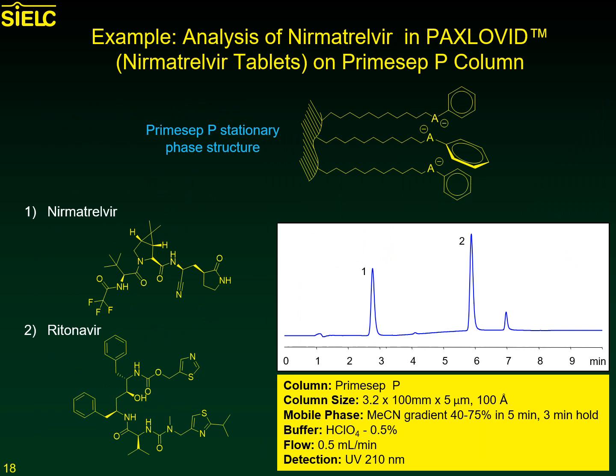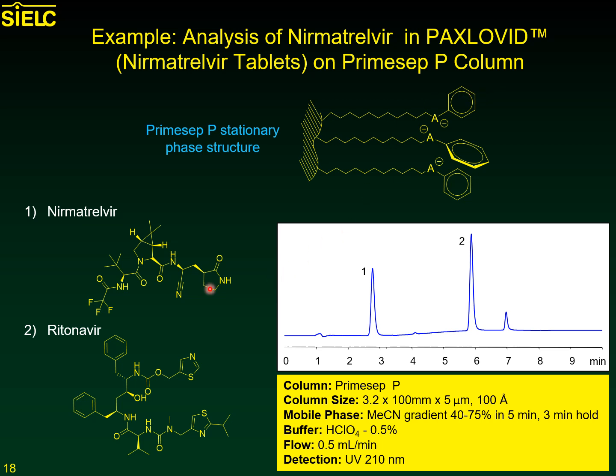In this example, we are making use of the Primesep P stationary phase. Primesep P stationary phase is a cation exchange column. However, it differs from other cation exchange columns in that it contains an aromatic ring at the terminus of the alkyl chains. This aromatic ring introduces another interactive exchange in the form of pi stacking interactions.